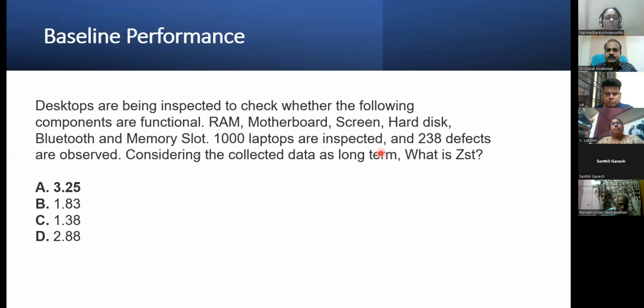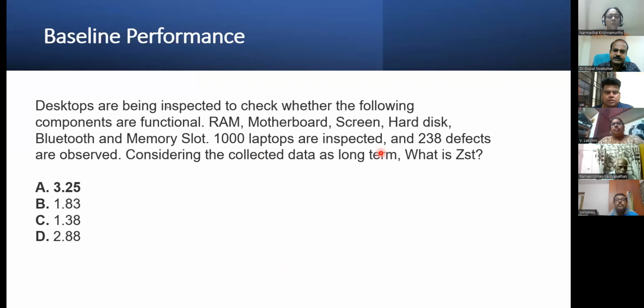Now, desktops are being inspected. Whether the following components are functional: RAM, motherboard, screen, hard disk, Bluetooth, memory slot. How many checkpoints? 6. This is what we studied as opportunities or defect opportunities, right? Number of opportunities are 6. 1,000 laptops are inspected, and in the end, 238 defects are observed.